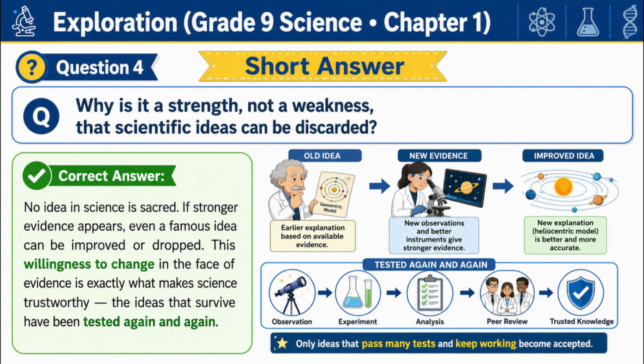4. Why is it a strength, not a weakness, that scientific ideas can be discarded? No idea in science is sacred. If stronger evidence appears, even a famous idea can be improved or dropped. This willingness to change in the face of evidence is exactly what makes science trustworthy. The ideas that survive have been tested again and again.